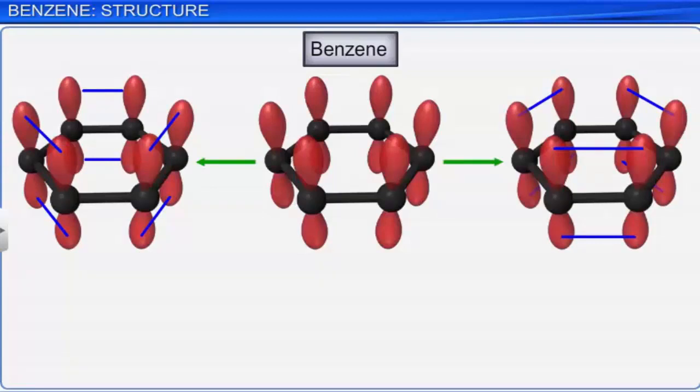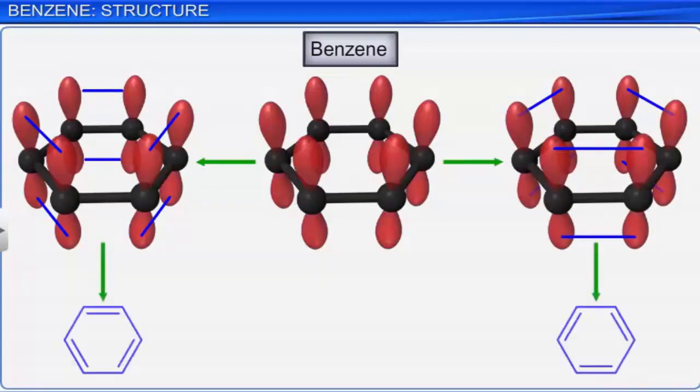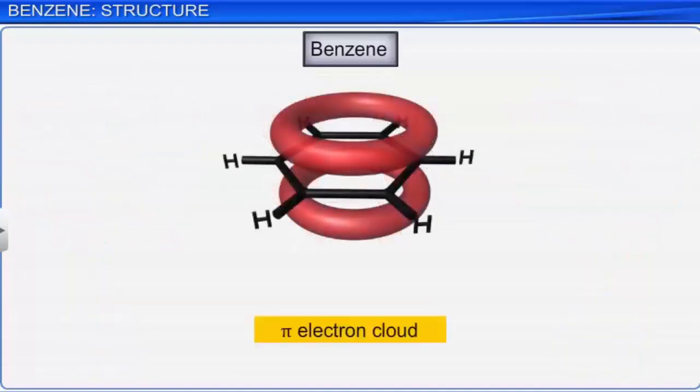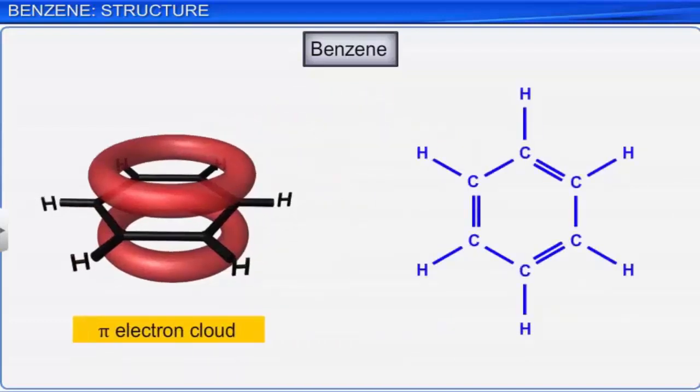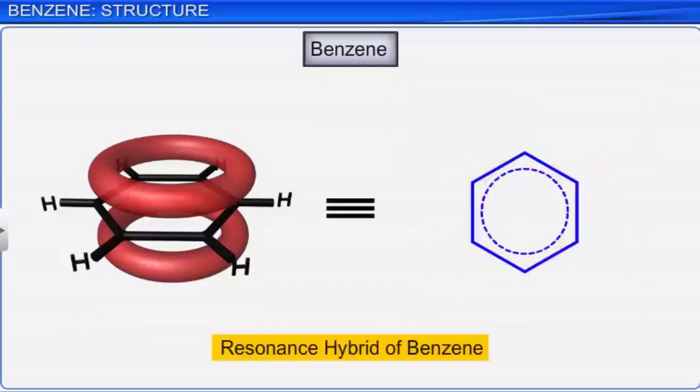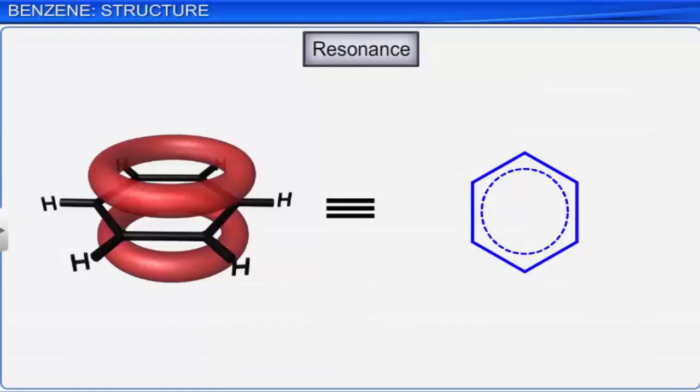As there is equal probability of the p orbital of each carbon atom to overlap with adjacent p orbitals of carbon atoms, it results in the formation of two continuous donut-shaped pi electron clouds, one lying above and the other below the plane of the carbon atoms. This delocalized pi electron cloud makes benzene more stable than the hypothetical cyclohexatriene. Hence, this is the resonance hybrid of benzene. We know that the stabilization of benzene takes place due to resonance, which is also responsible for its aromatic character.